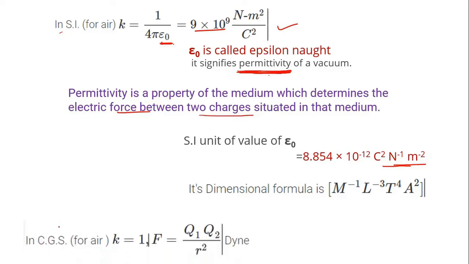Now next, another very important thing in CGS system. CGS means centimeter unit system. The value of K becomes 1. So in CGS, the formula for the Coulomb's force becomes Q1 Q2 by R square. There is no constant of proportionality because its value is going to be 1.